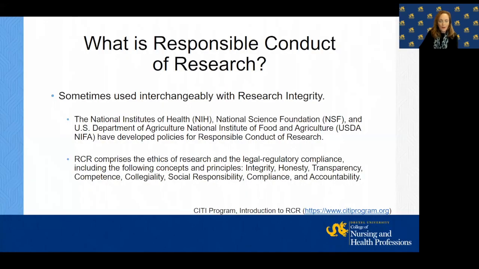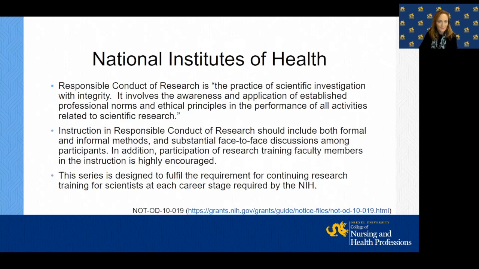Next slide, please. So why focus on responsible conduct of research? We know that RCR is sometimes used interchangeably with research integrity. What's really critical is that all of the federal funding agencies, the NIH, NSF, USDA, have specific policies for RCR, and this includes ongoing training over the course of one's role as a student or faculty member. Next slide, please. So we have instituted this series to fulfill the requirement from the NIH for continuing research training for scientists at each career stage.